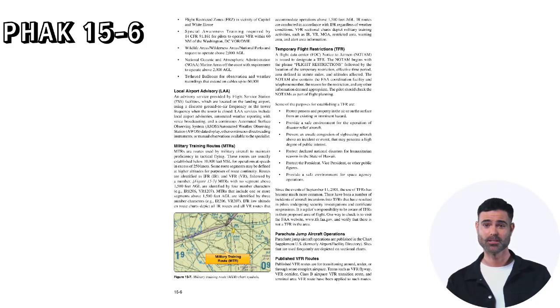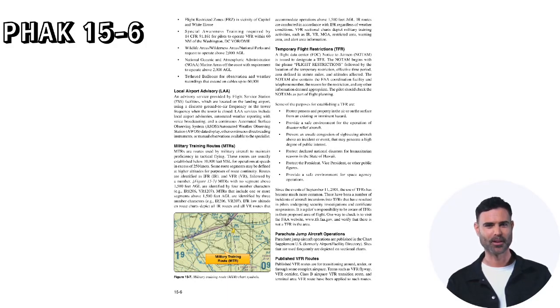Military training routes, MTRs. MTRs are routes used by military aircraft to maintain proficiency in tactical flying. These routes are usually established below 10,000 feet MSL for operations at speeds in excess of 250 knots. Some route segments may be defined at higher altitudes for purposes of route continuity. Routes are identified as IFR, IR, and VFR, VR, followed by a number.